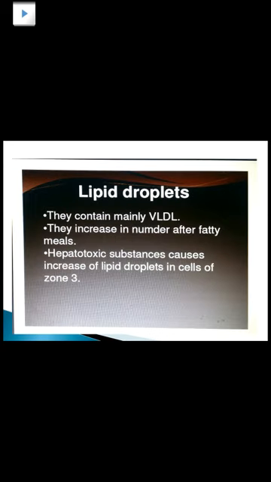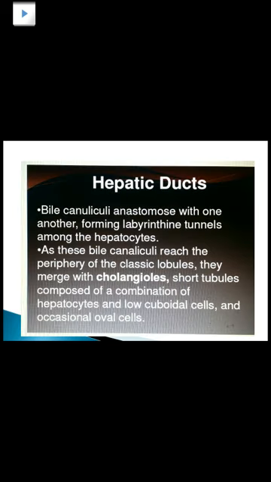Lipid droplets mainly contain VLDL. They increase in number after fatty meals. Hepatotoxic substances cause an increase of lipid droplets in the cells of zone 3.